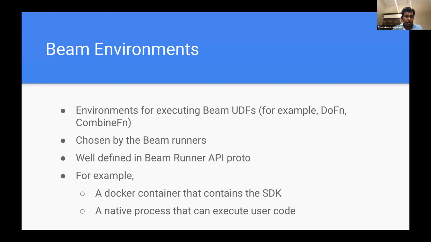So the most generic type of environment is the Docker environment that is supported by pretty much all portable Beam runners. This basically contains a Docker container that has the SDK in it. And the environment options here would simply be a Docker container URL. An environment can also be a native process that can execute user code. In this case, the options would be, for example, a shell to execute and maybe the program to run your UDF in.